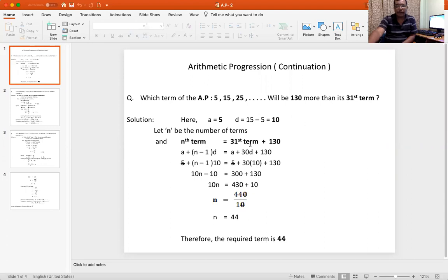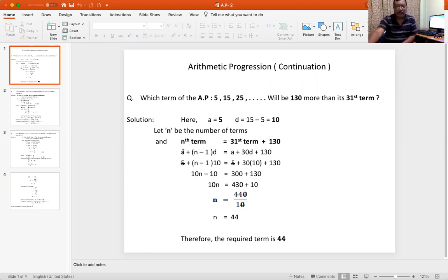Now here nth term, as we know, it is a plus n minus 1 into d, and 31st term is equal to a plus 30d, because we have learned that if you want the 10th term, it is a plus 9d, and if you want the 17th term, say, it is a plus 16d. So therefore here, the 31st term is a plus 30d plus 130.